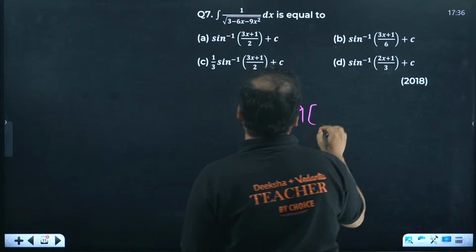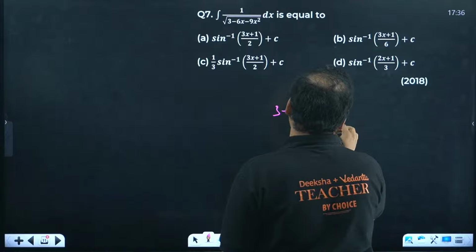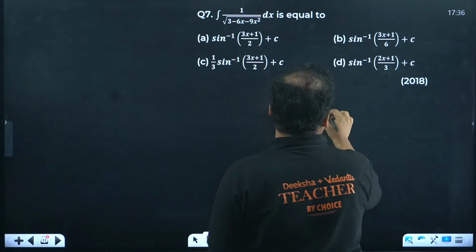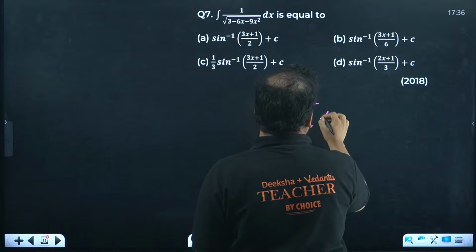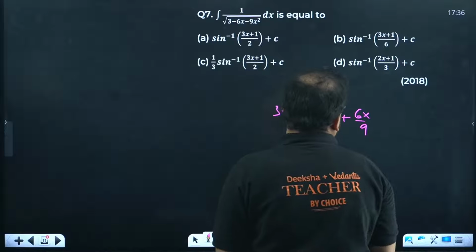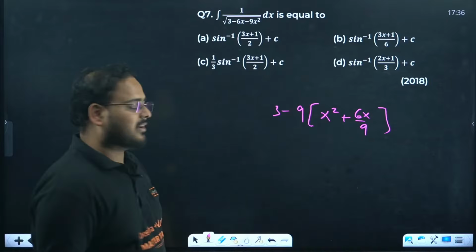So we get this value as, what is this going to be? 6x by 9. Excuse me. I can write this first. So I have x square plus 6x by 9, right? This is my first step. Basically, I've taken minus 9 common.